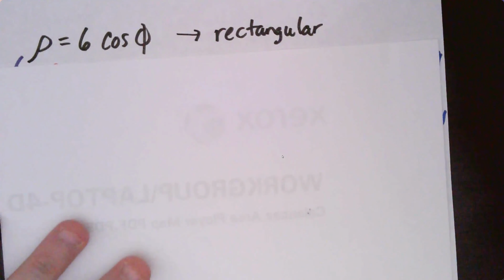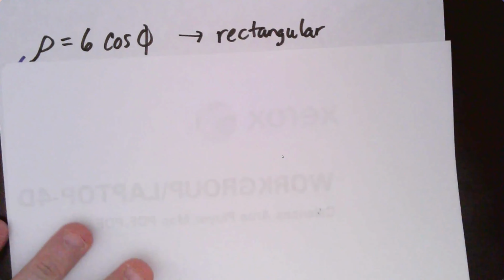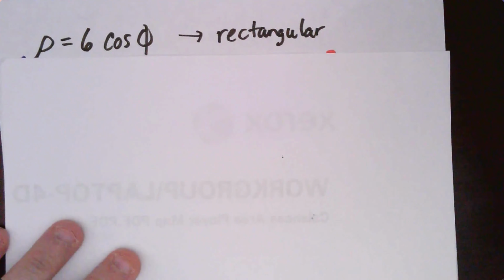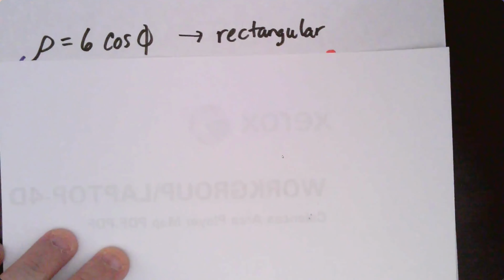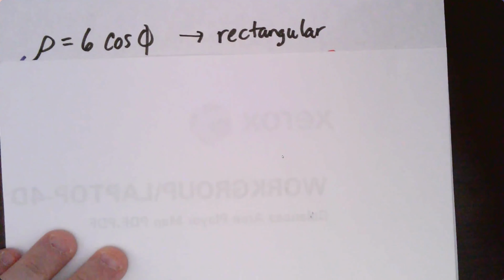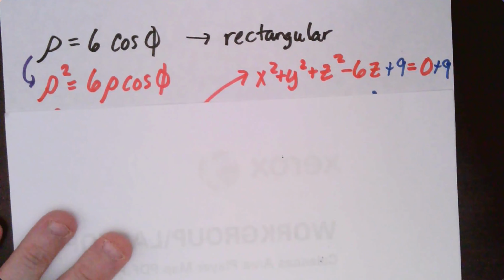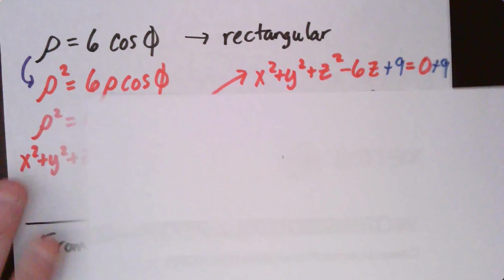We don't have anything for cosine phi by itself in our equations, at least not without it looking ugly. Cosine phi is z over rho, but I don't want to put that in as it is right now. What I'm going to do is multiply both sides by rho. Again, I'm assuming rho doesn't equal 0, because then we just have a point. It's trivial. Now I can rewrite that: rho cosine phi is z. So I've got rho squared equals 6z.